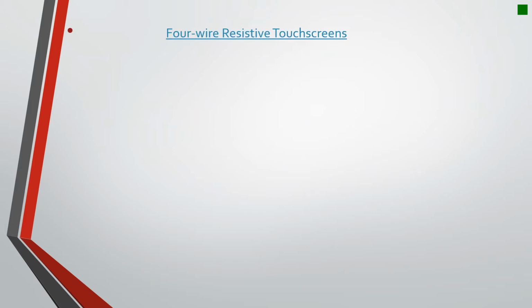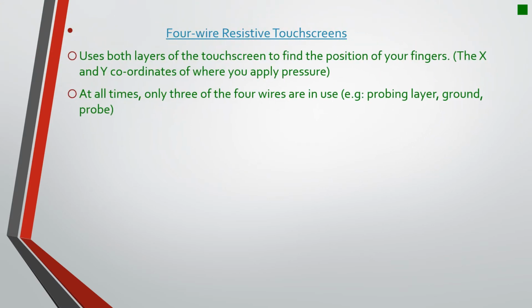First of all, let's look at 4-wire resistive touchscreens. 4-wire resistive touchscreens make use of both the resistive layer and the conductive layer of the touchscreen to find the position of your fingers, or the x coordinates and the y coordinates of exactly where you use a particular object or your fingers to apply pressure. This was the type that we had discussed much earlier.